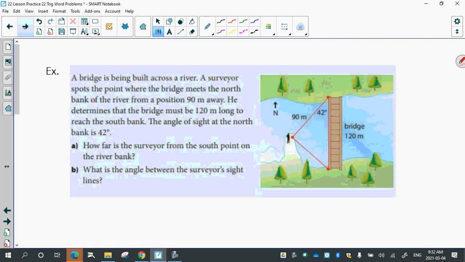How far is the surveyor from the south point on the river bank? So this would be my X then. So analyze and see if you can come up with what formula or which method you would have to use to do it.